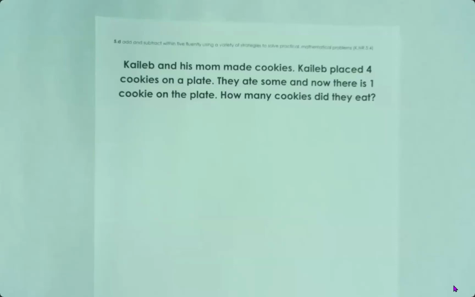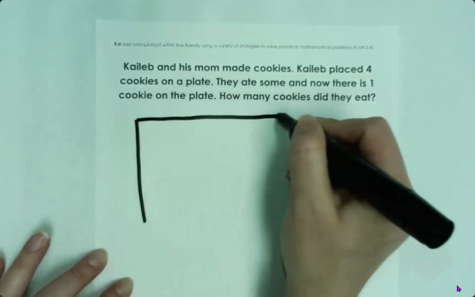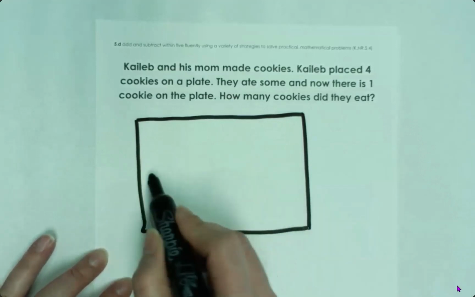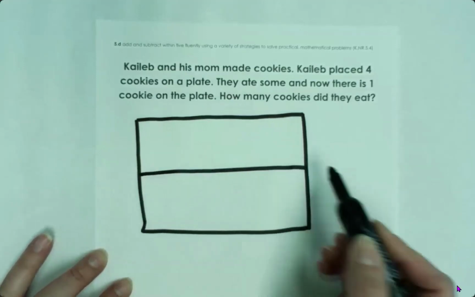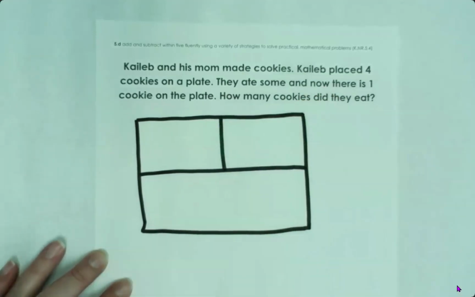They ate some, and now there is 1 cookie on the plate. How many cookies did they eat? So before I begin to model a strategy for students, I want students to use a part whole organizer to help represent what's happening in the problem and to organize their thinking. Organize where the numbers are going to go so that we don't become number grabbers.